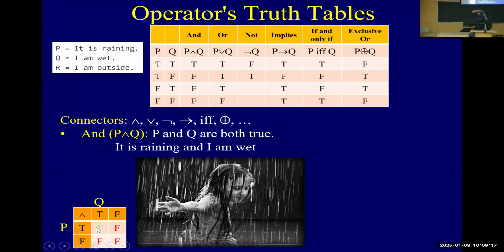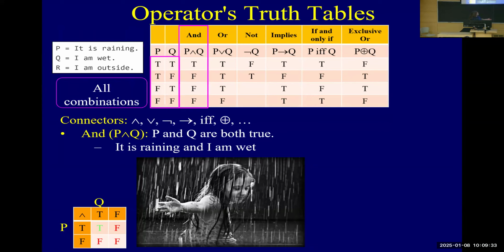And here you can write this table like this, where you have your two variables here, or you can write it like this, where you have P and Q and you list all options, right? You can translate between the two, right? So here's all combinations. Here's the evaluation of P and Q, right? It's only true if they're both true, right?